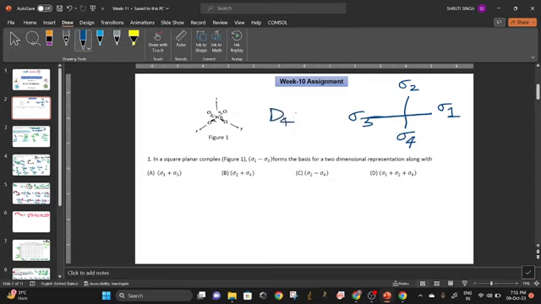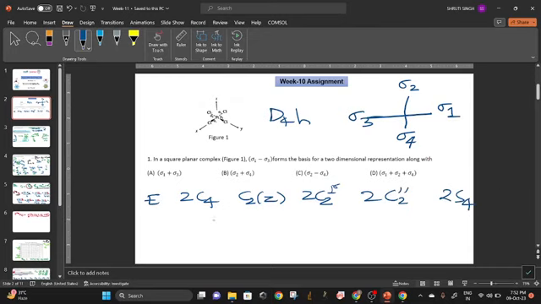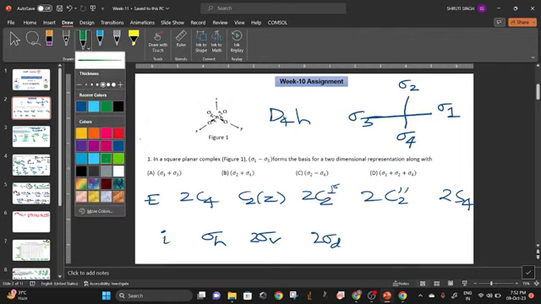D4H. So for D4H, again we have E, 2 times C4, C2 (Z), 2 times C2 perpendicular to C4, 2 times C2 double dash, which is in between the bonds, 2 S4, then we will have I, sigma H, 2 sigma V, 2 sigma D. Okay, so we have these many operations. I'll give you the answer for this.